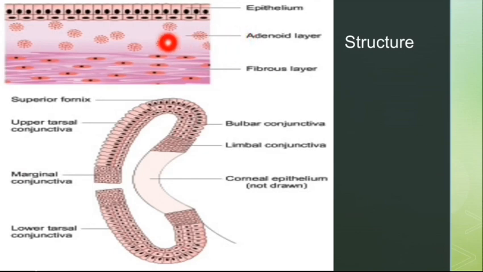Adenoid layer consists of connective tissue reticulum which contains lymphocytes, macrophages and mast cells. This layer is absent at birth and develops after 3 to 4 months of age. And the fibrous layer, which is the deeper layer, consists of a meshwork of collagenous and elastic tissue which contains blood vessels, nerves, Muller's muscle and accessory lacrimal glands.